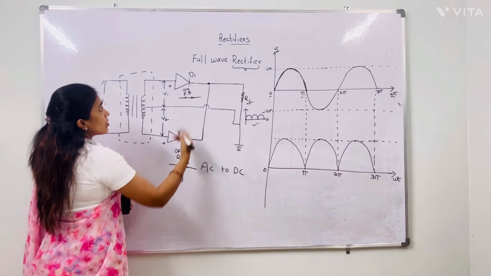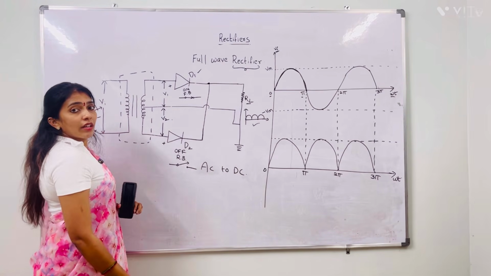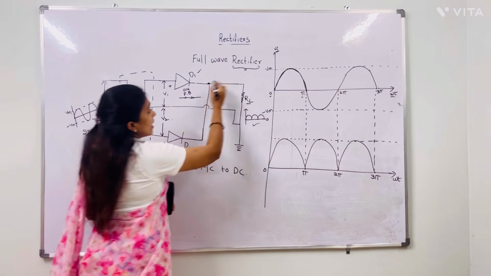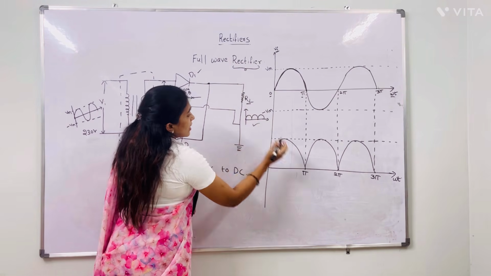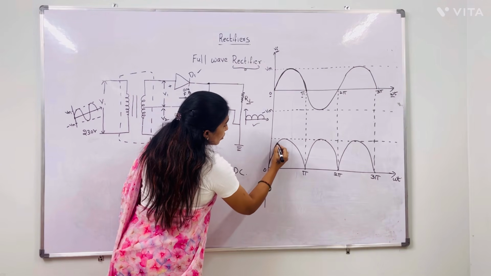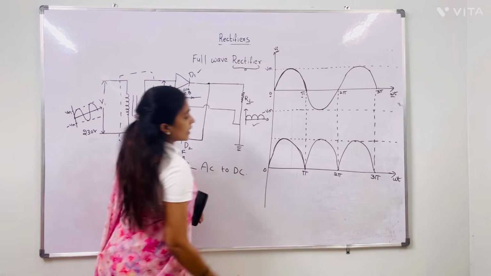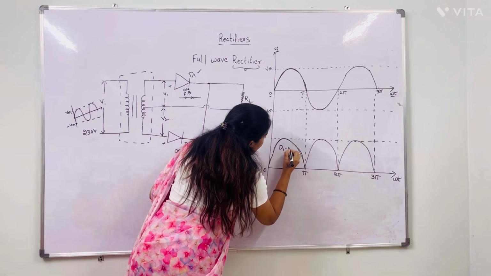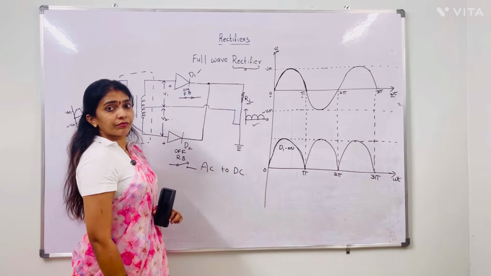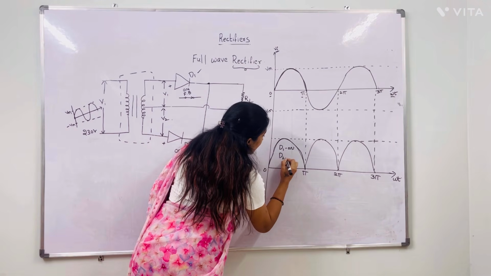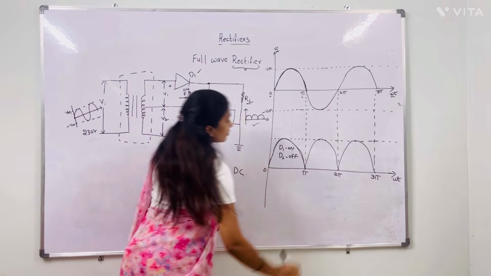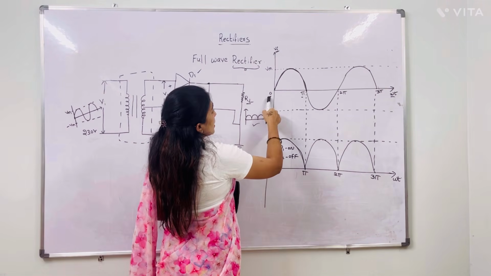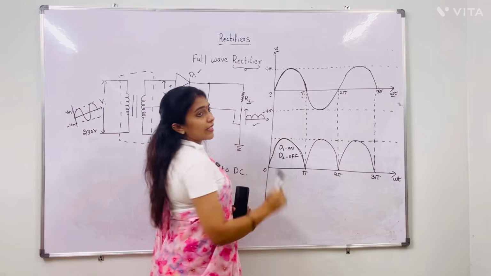So from these two diodes, now D1 is in on condition, right? If D1 is in forward bias condition, then obviously we are getting the output across this RL. That is why from 0 to pi we are getting the output like this. So from 0 to pi, D1 is in on condition, D2 is in off condition, right? So 0 to pi, the positive half is completed.